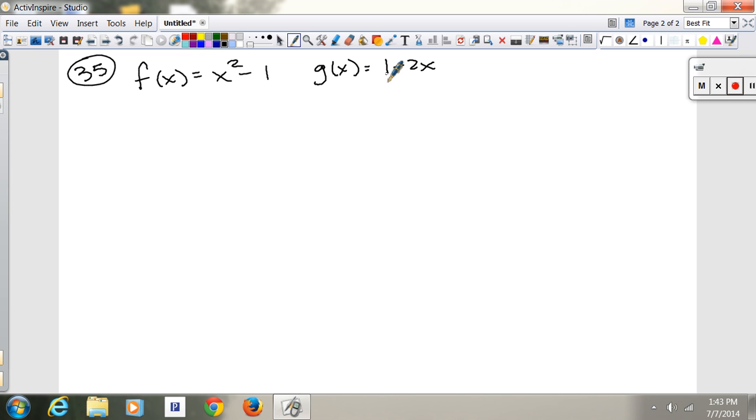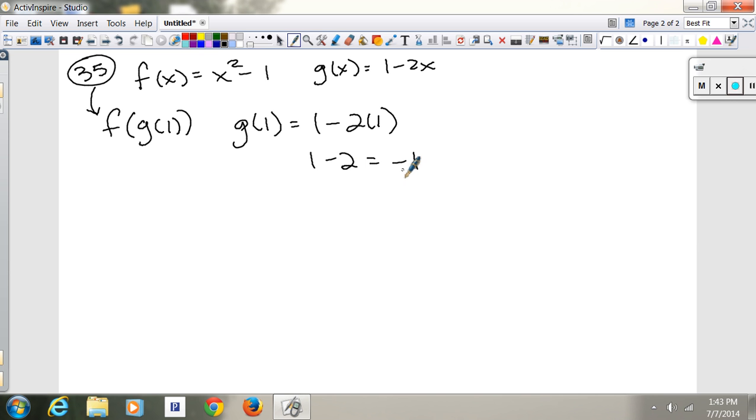And in number 35, they're telling us to find f of g of 1. Find f of g of 1. So you got to work your way out. You got to find g of 1 first. So g of 1 is 1 minus 2 times 1, which would be 1 minus 2, which is negative 1.